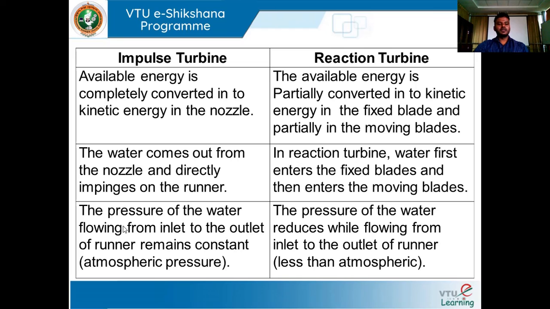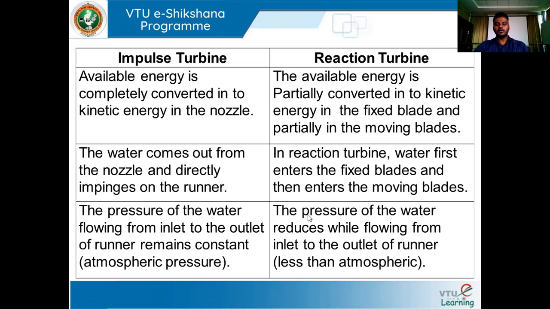The next difference is the pressure of water. As we discussed, in the case of impulse type turbine, the pressure remains constant; once water passes over a runner blade, the pressure remains atmospheric. But in the case of reaction turbine, the pressure of water gradually decreases, and at the outlet of the runner, the pressure of water becomes lower than atmospheric pressure. That's why we use a draft tube to prevent cavitation in the case of a reaction turbine.